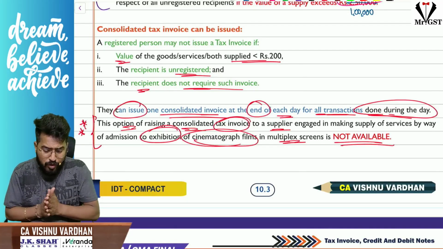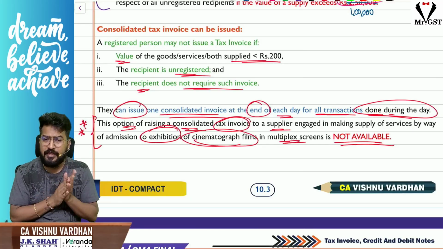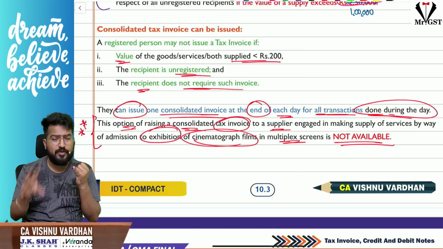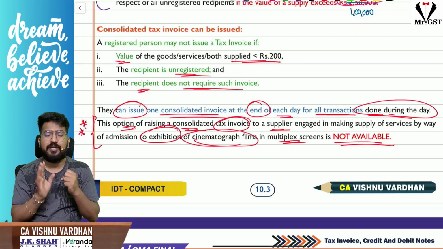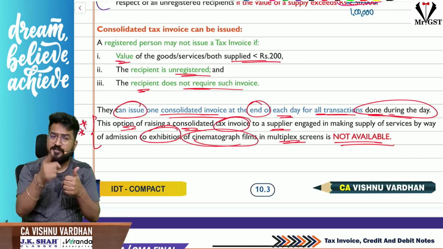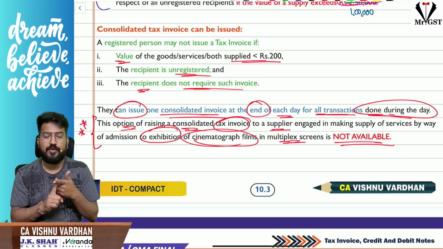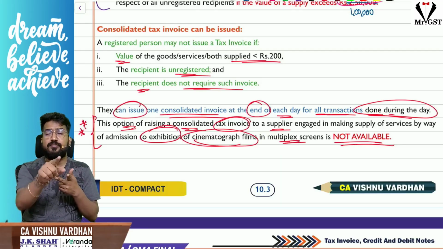Now let us move on to consolidated tax invoice. Sir, what is this consolidated tax invoice? Any registered person, when he is making supplies in the day, for all the supplies he has made during the day he can raise a consolidated tax invoice at the end of the day. But there are some conditions here. One is, first, the customer should be unregistered for sure. Value of supply less than 200, not less than or equal to, less than 200. And next one is, the customer should not ask for tax invoice.